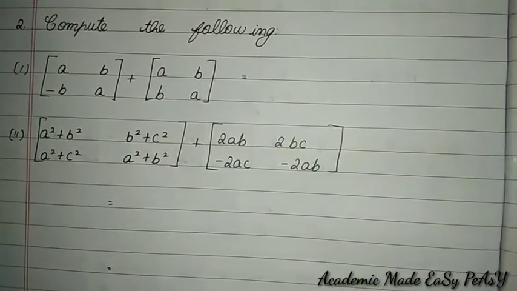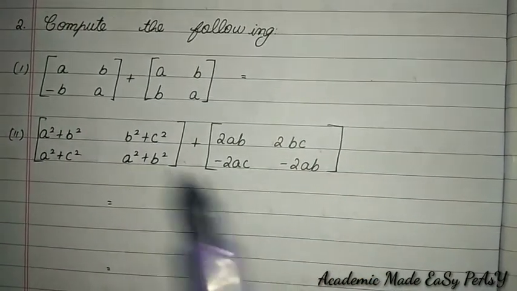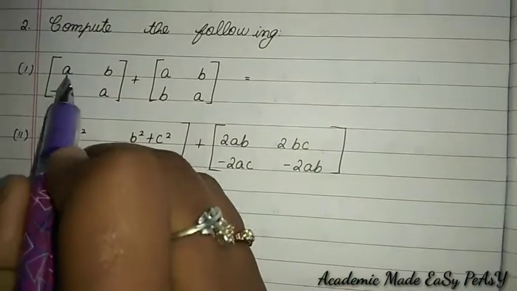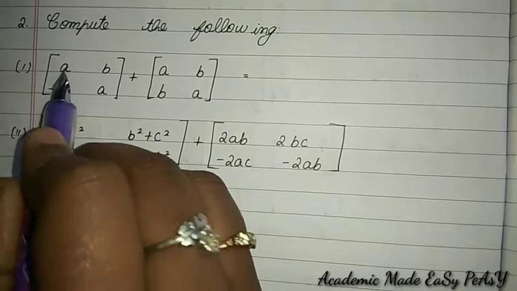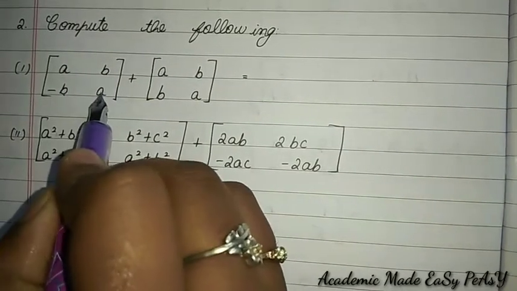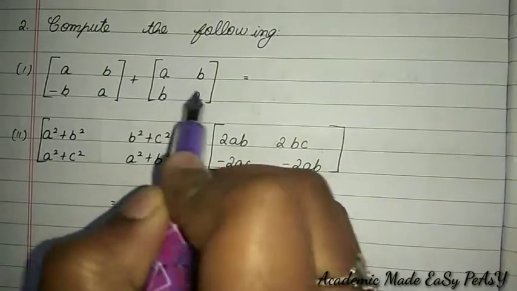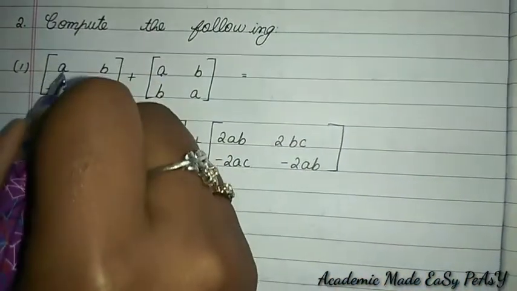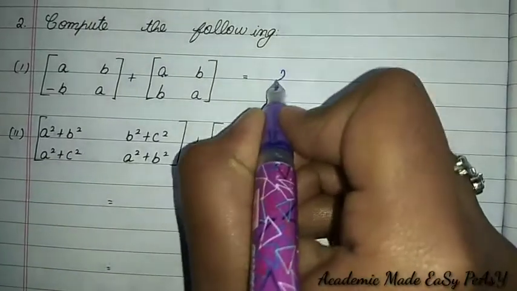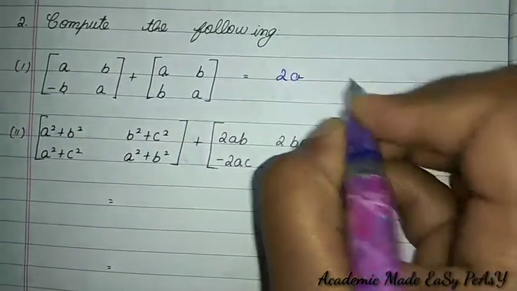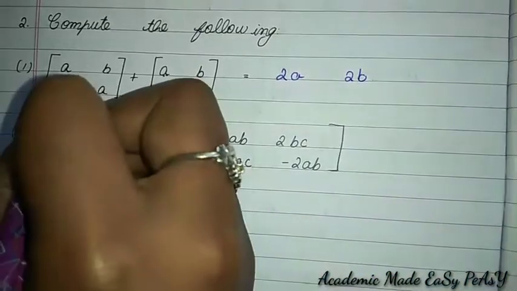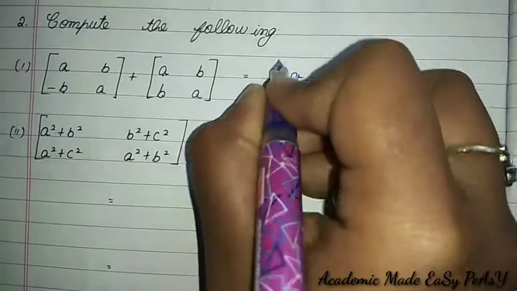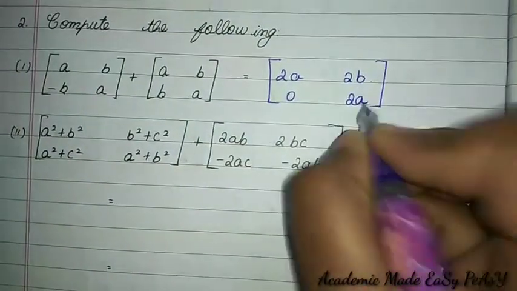So many subdivisions are given and we will be just adding or subtracting whatever is given. So now first subdivision, AB minus BA. A, B, B, A. So now directly we will be applying addition. So A plus A is 2A, B plus B is 2B, minus B plus B is 0, A plus A is 2A. So this is the required matrix.